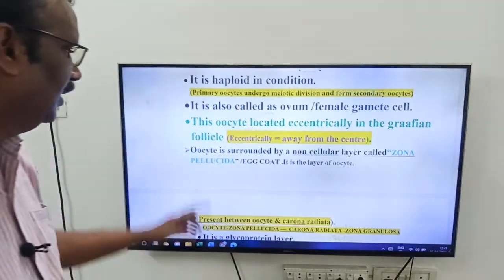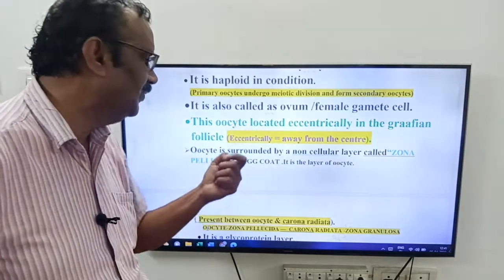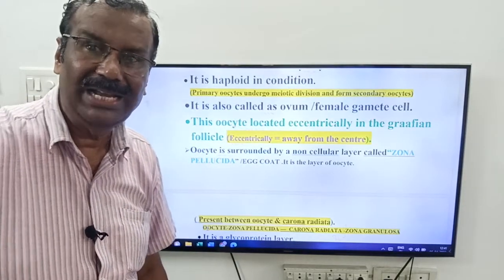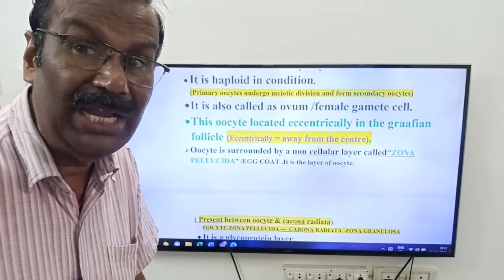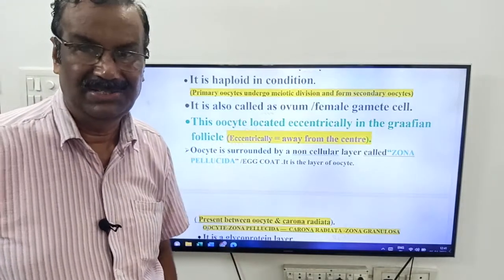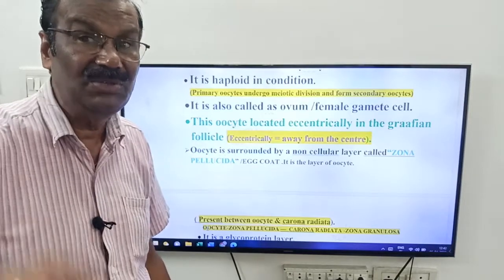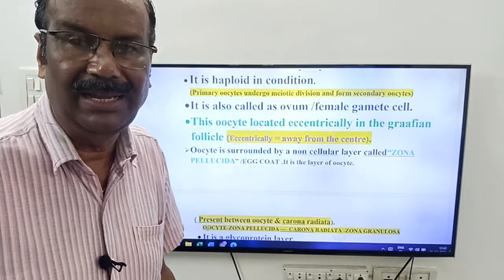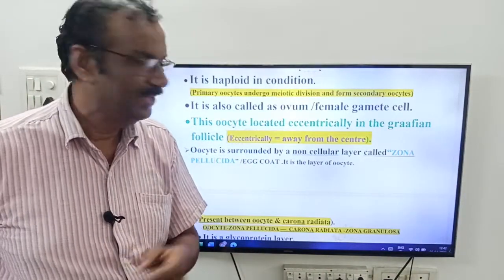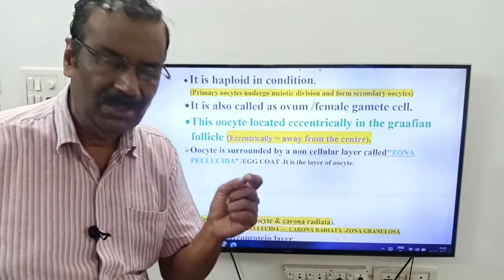Okay friends, next. The oocyte is surrounded by a non-cellular layer called the zona pellucida. It is also called the egg coat. See friends, egg coat. It is the layer of the oocyte. It is not a layer of the Graafian follicle. So the oocyte is surrounded by a non-cellular layer, called the zona pellucida or egg coat.